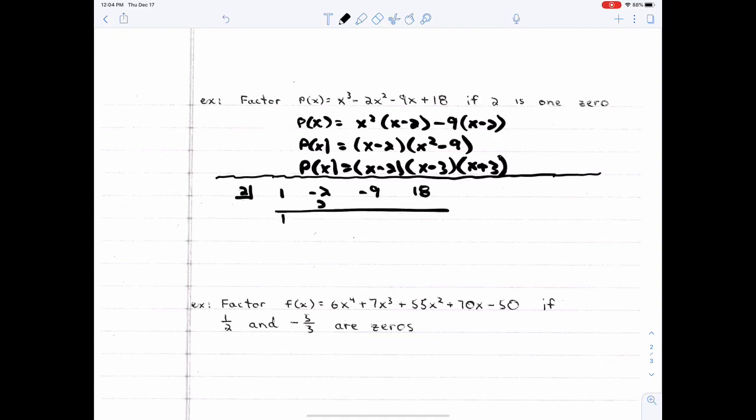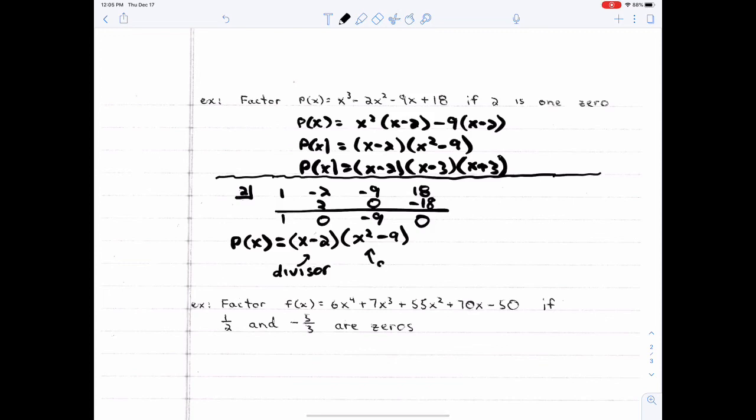Okay, so we got 1, 2, 0, 0, negative 9, negative 18, and 0. Now, here's the important part. The factors are the divisor, and the divisor is x minus 2. 2 is not the divisor. Remember, this is a factor. If 2 is the zero, the factor is x minus 2. That's the divisor times the quotient.